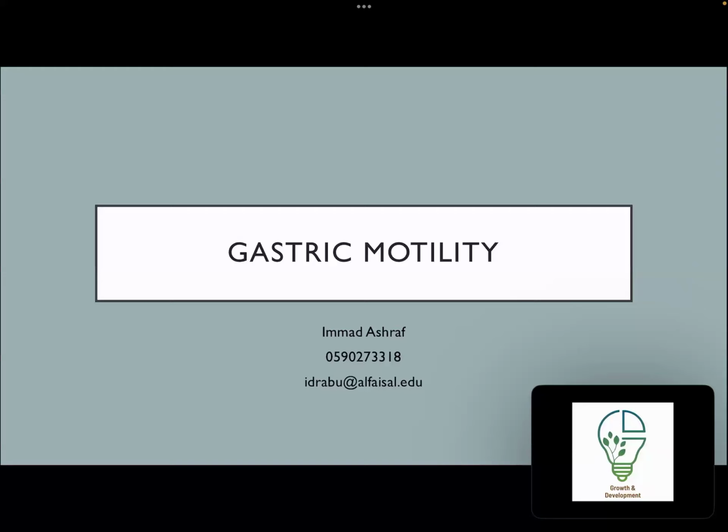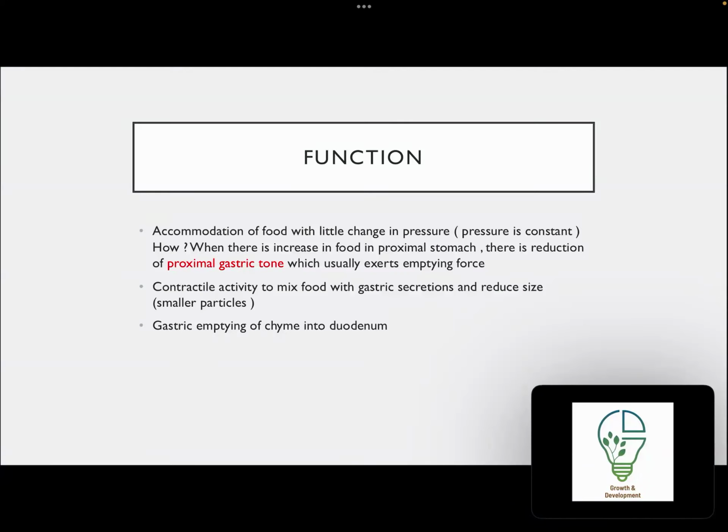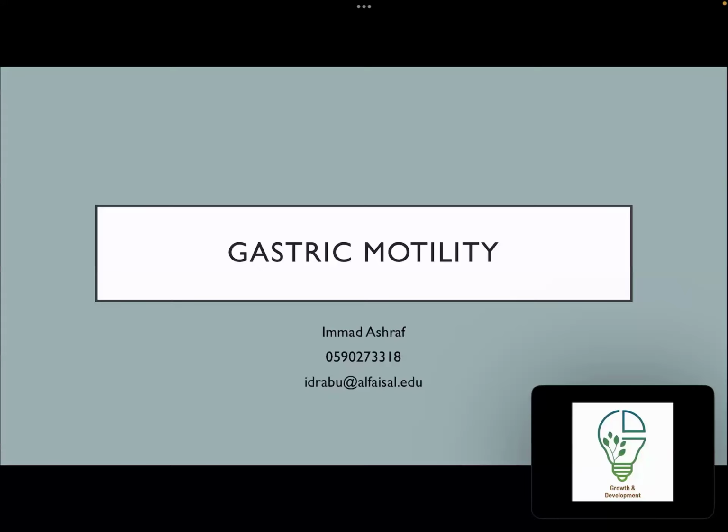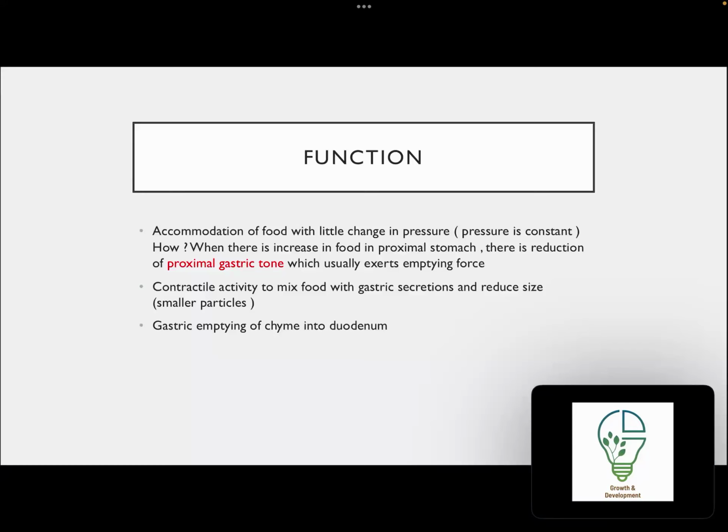So why do we have gastric motility? Gastric motility is basically the movement of food through the stomach. Why? First of all, it allows a combination of food with little change in pressure. The pressure in the stomach is always constant, so it never changes. How is that possible?